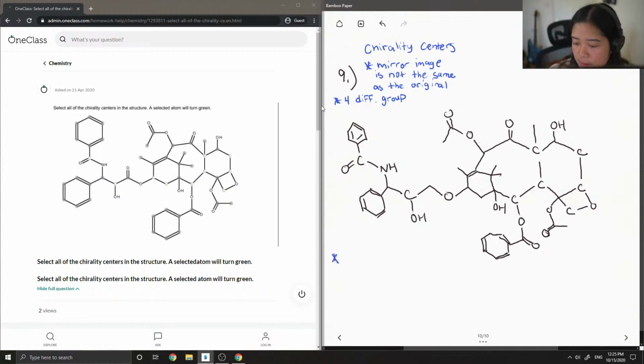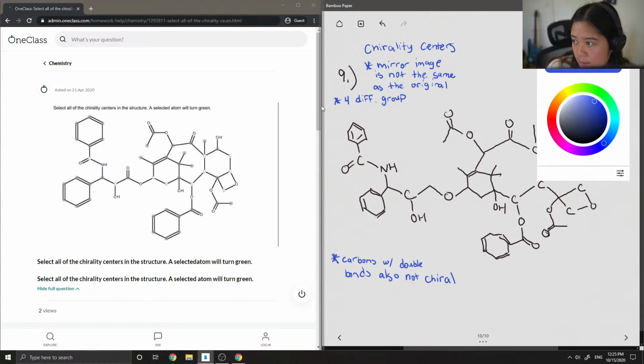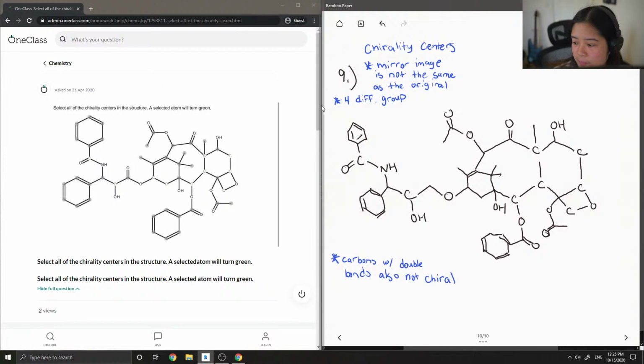And another thing that'll help us is that the carbons with double bonds are also not chiral. Okay, so I'm gonna circle all of them in red. So we can rule out all of the benzene rings from not having any chiral centers. And we can also rule out all the carbonyl groups because they have double bonds.